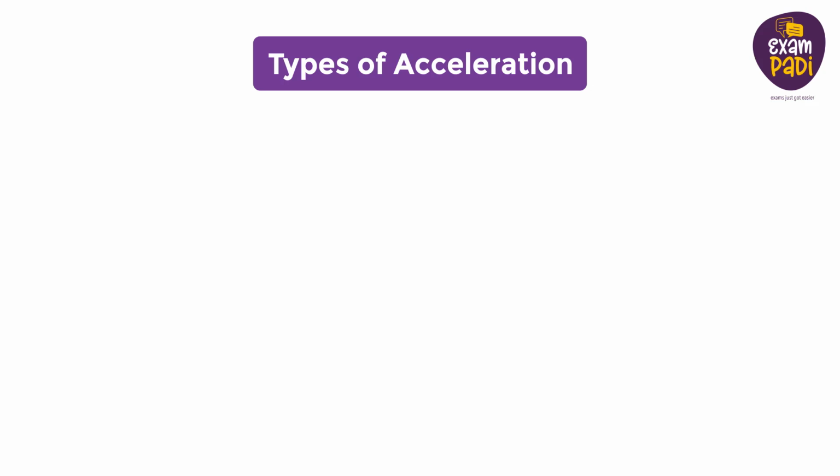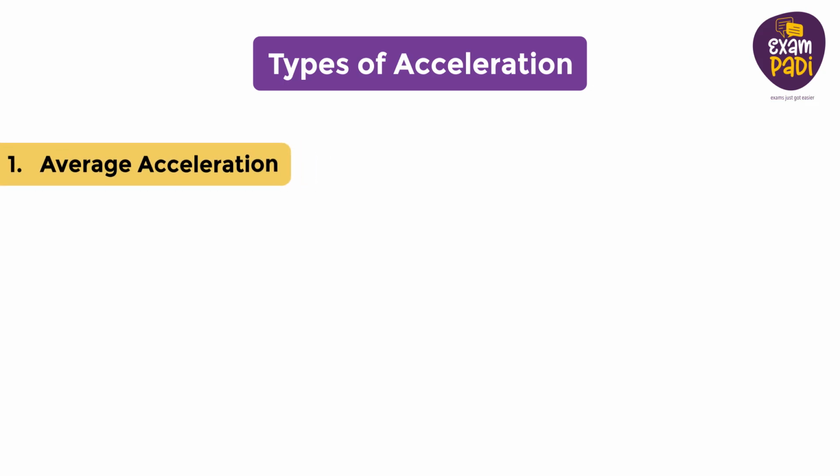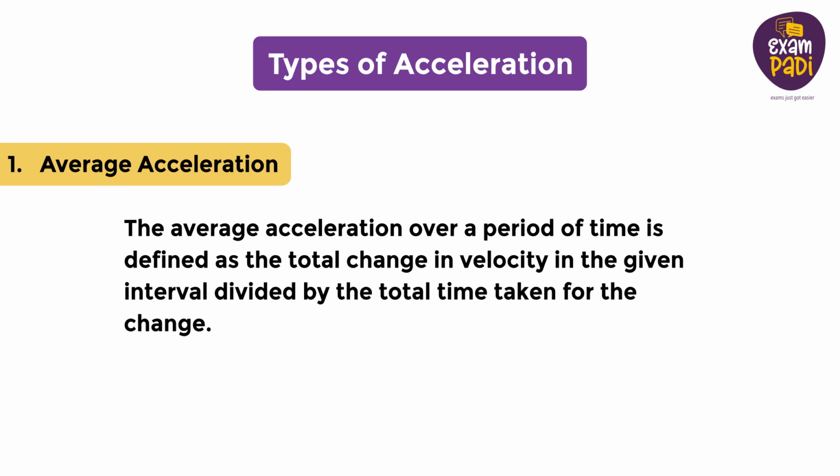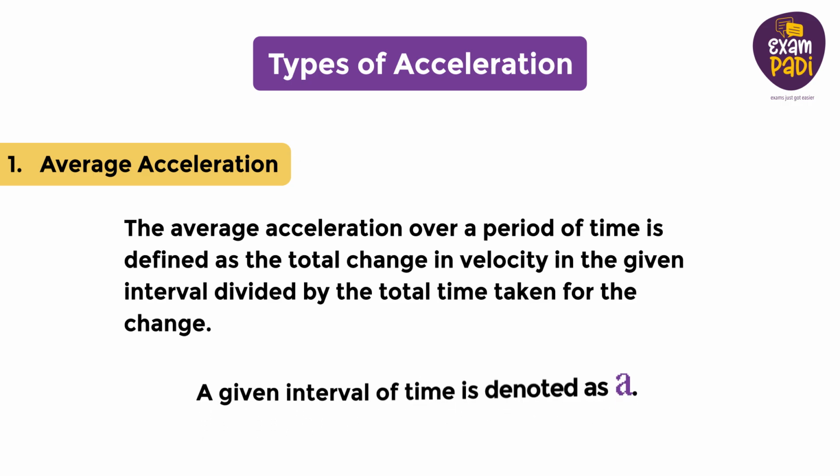What are the types of acceleration? Number 1, average acceleration. The average acceleration over a period of time is defined as the total change in velocity in the given interval divided by the total time taken for the change. For a given interval of time, it is denoted as A.